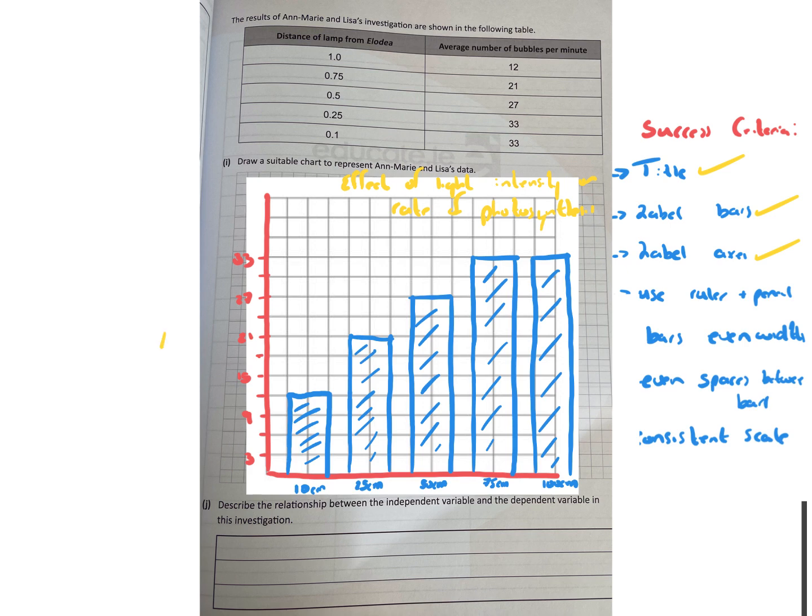So this is going to be the number of bubbles. This down here is going to be the distance. So that's done. Have I used a ruler and pencil? Well, I haven't, but I would have if I was doing it in my copybook. Are the bars even widths? They are, because they're all 2 boxes wide. Is there even spaces between the bars? There is, because there's just 1 box between each bar, so that's consistent.